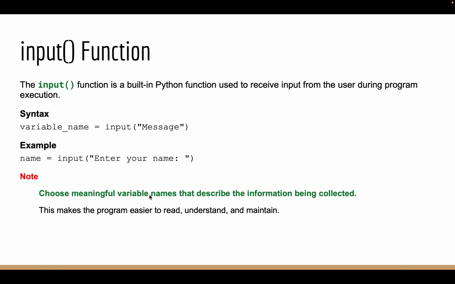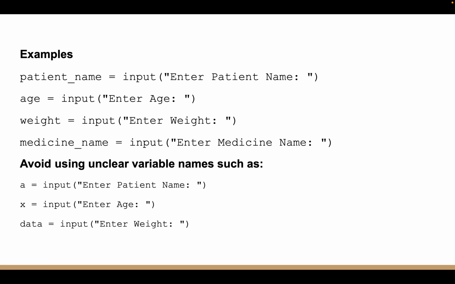There is a note here which says choose meaningful variable names that describe the information being collected. That means when we are writing a program, we have to write variable names meaningfully. Like if you are collecting a patient's data, patient's age, patient's name, etc., the variable names should be meaningful, so that if someone else is reading your program, it would be easier for others to understand as well. If you use variable names such as a, x, data, etc., when a second or third person reads your program, they won't be able to understand what the variable contains or stores.